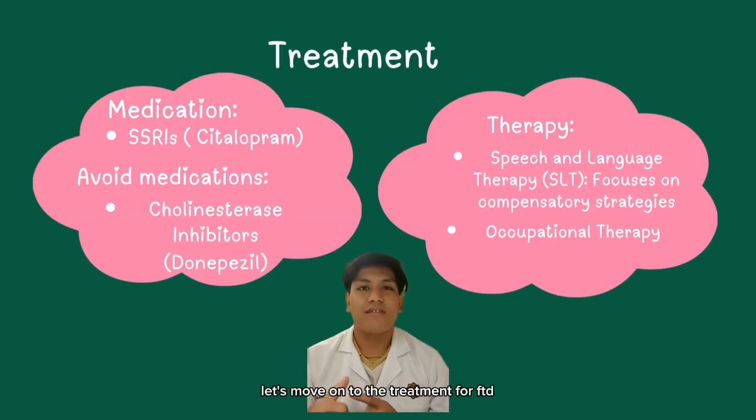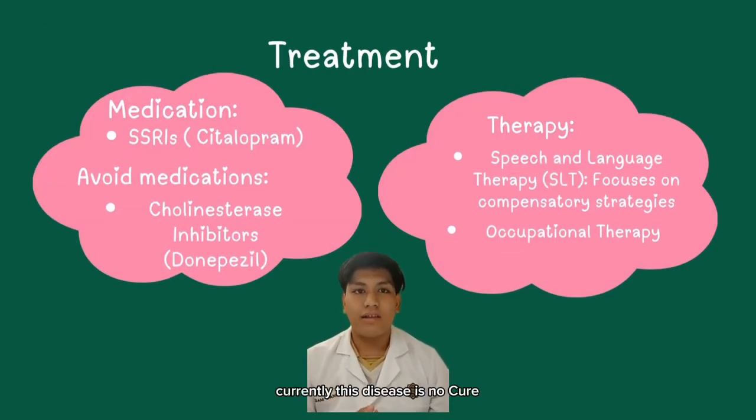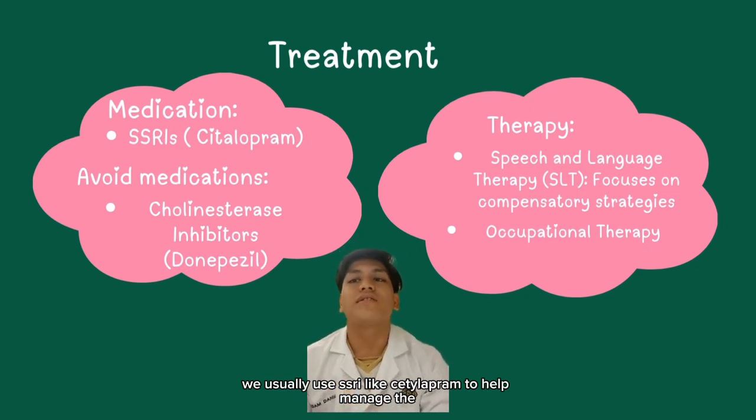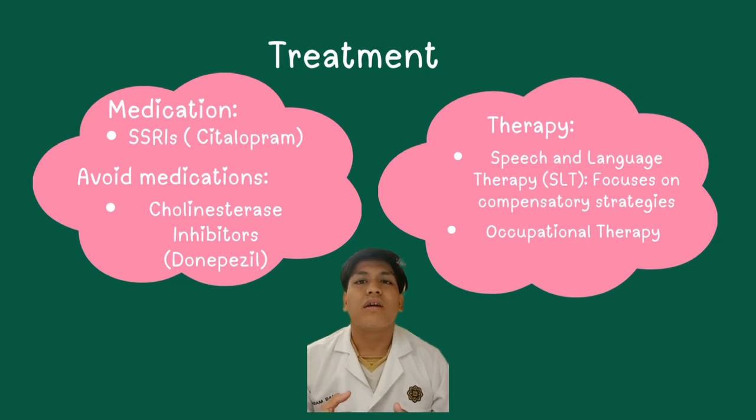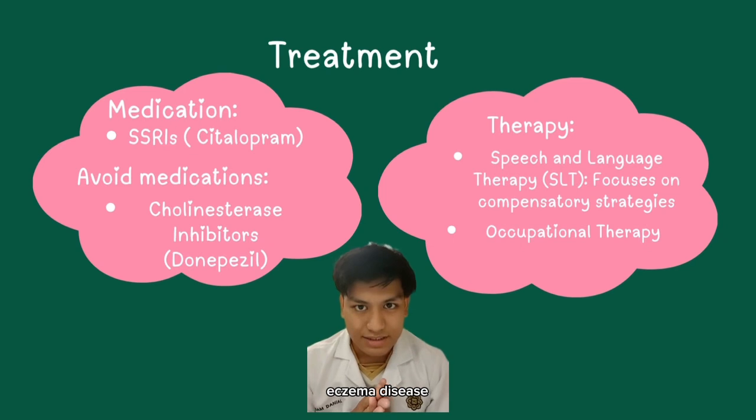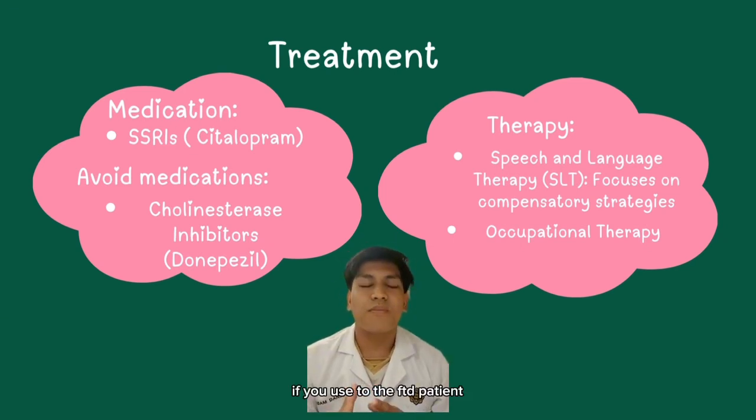Let's move on to the treatment for FTD. Currently, there is no cure for this disease, so we focus on therapy and medication. For medication, we usually use SSRIs like citalopram to help manage mood symptoms and common behaviors. Next, we avoid cholinesterase inhibitors such as donepezil, which are typically used for Alzheimer's disease. If used in an FTD patient, it can worsen the condition.